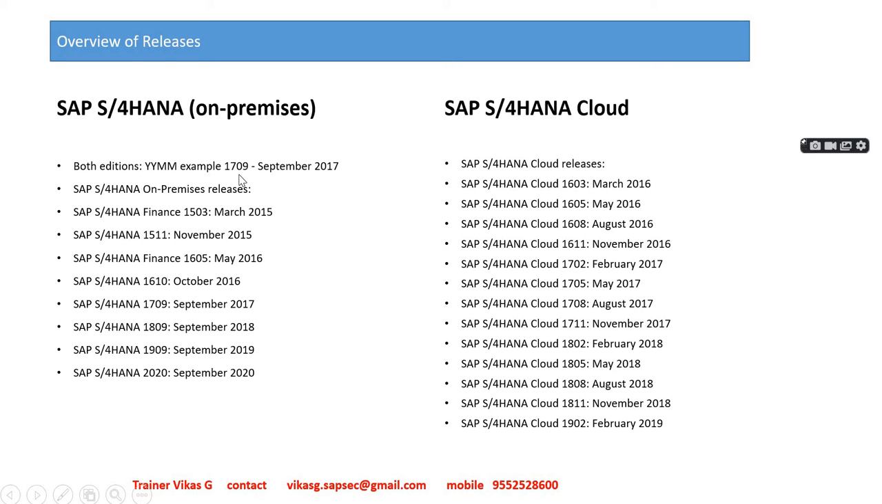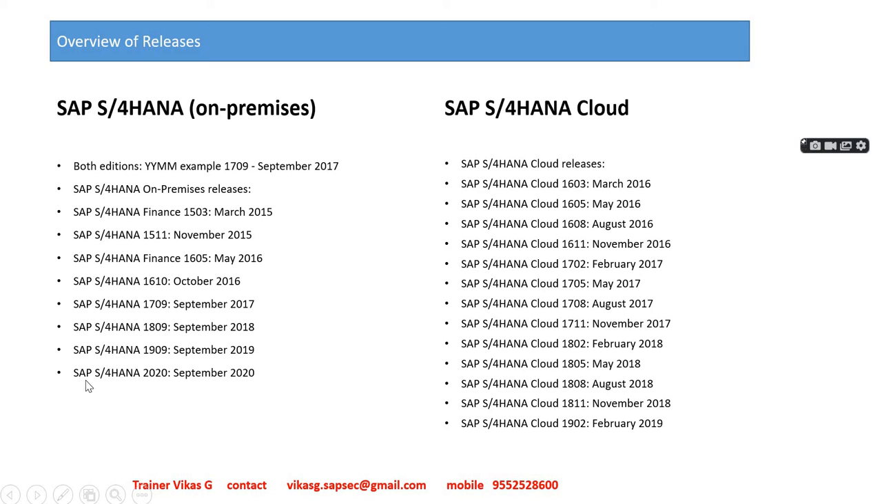So these are the releases we have: 1709 on premise, March 2015, and November 2015. These are the releases given by SAP, and now every September they are releasing new versions. In September 2017 they released 1709, and for 2018 they named it 1809. Like that, they keep giving a new version each year for on premise.